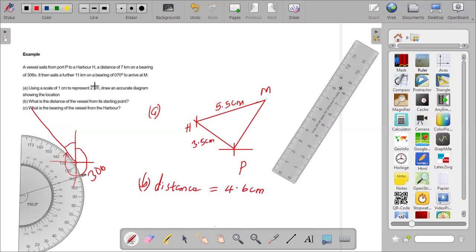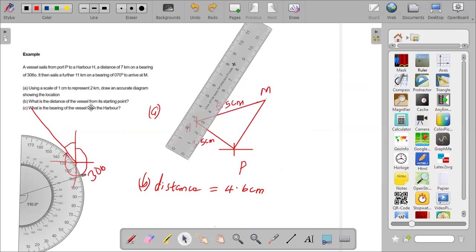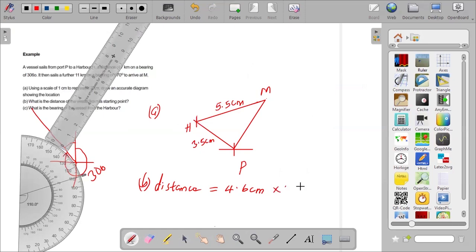Now, based on the scale, 1 centimeter is 2 kilometers. So 4.6 centimeters will be 4.6 times 2 kilometers, which is 6 times 2 is 12, right? 2 carry 1, 2 times 4 is 8, 8 plus 1 is 9, so 9.2 kilometers. That is the distance of the vessel from the starting point.